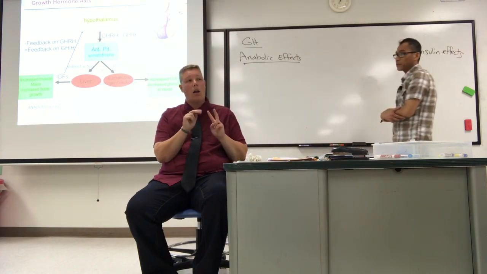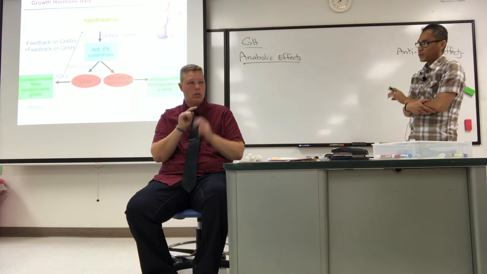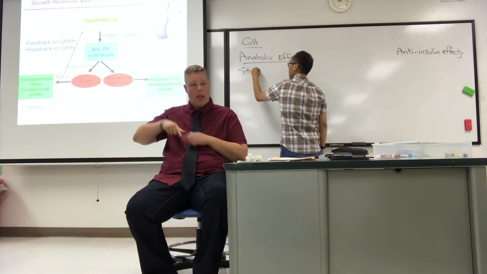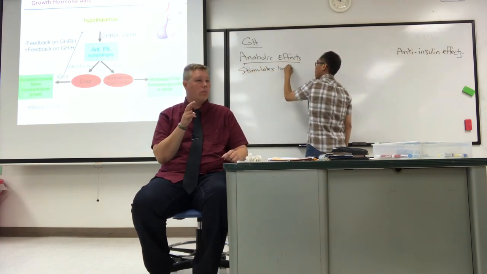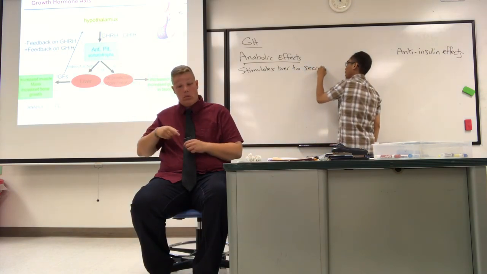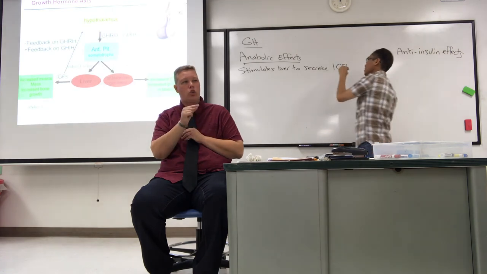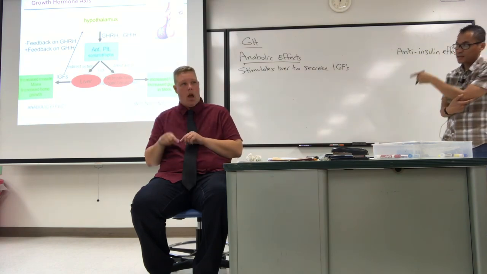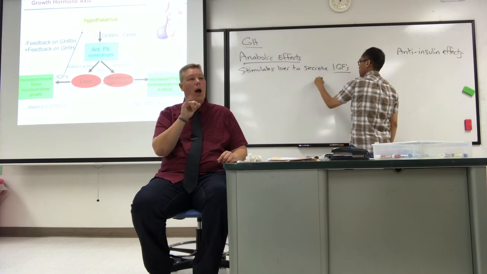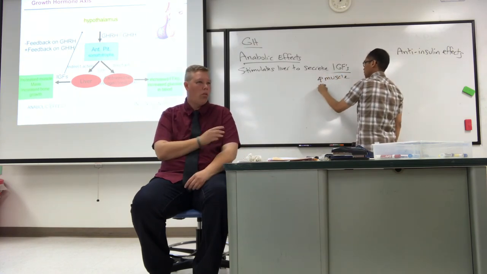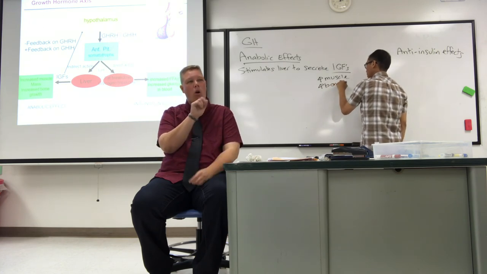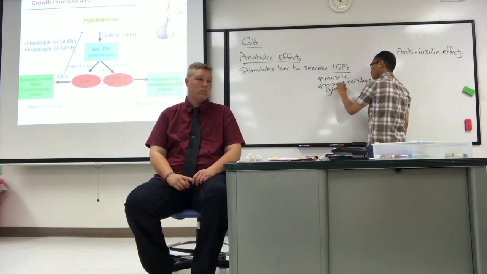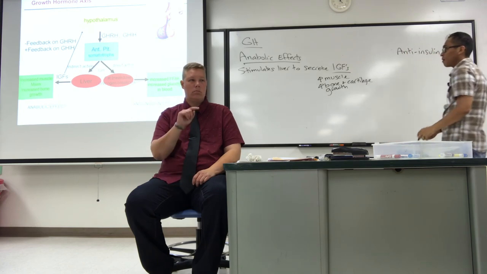Anabolic in physiology means tissue building. So, through the release of IGFs, let's be complete. Growth hormone stimulates the liver. IGFs, insulin-like growth factors, will do the tissue building things. Like I say on the slide, the IGFs will increase muscle, increase bone and cartilage growth, those tissue building, anabolic effects.